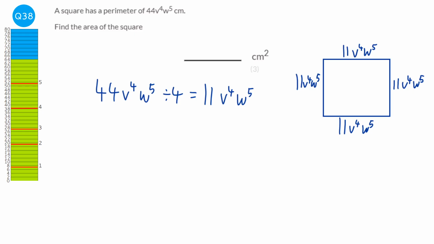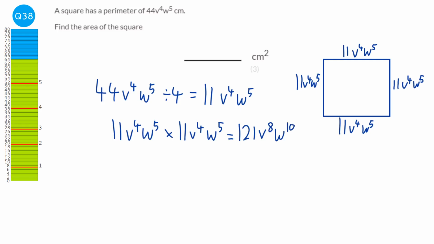And to work out what the area is, we obviously are going to square that. So we're going to do 11v to the power 4 w to the power 5, and we're going to just times it by itself, which is what squaring means. Okay, so we're going to times the 11s together, so that's going to be 121. Going to times the v to the power 4s together, and remember with indices, if you times two powers of the same base and they're both v, then we just add the powers together, so that'd be 8, and we're going to add the w to the power 5s together, so that makes 10. So it's 121 v to the power of 8 w to the power of 10.